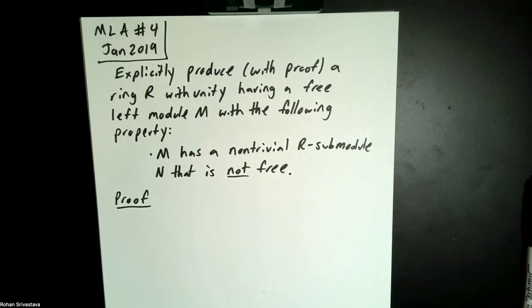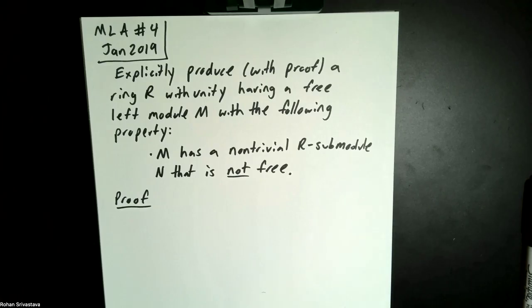Okay, this problem says explicitly produce with proof a ring R with unity having a free left module M with the following property: M has a non-trivial R module N that is not free. So essentially we need a free module with a submodule that's not free. And it's worth noting that it's true for PIDs that submodules of free modules are free. So for looking for an example, we have to look to non-PIDs.